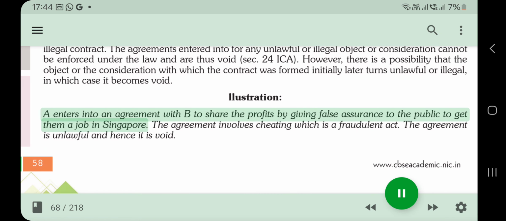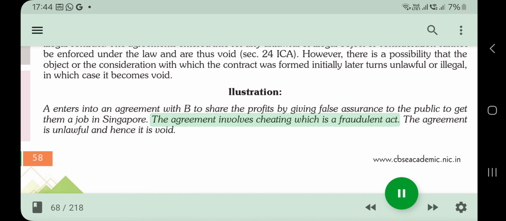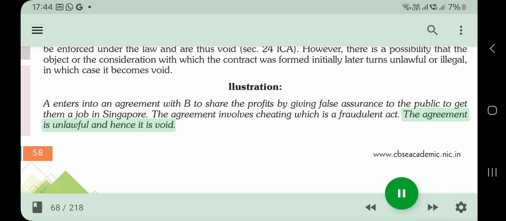Illustration: A enters into an agreement with B to share the profits by giving false assurance to the public to get them a job in Singapore. The agreement involves cheating, which is a fraudulent act. The agreement is unlawful and hence it is void.